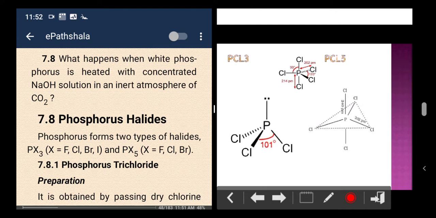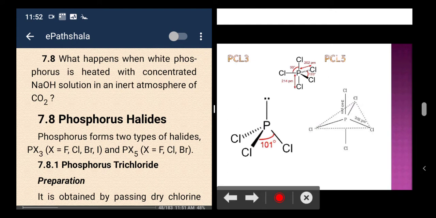The structure of PCl3 is given here. This is the structure of PCl3, and this is PCl5.